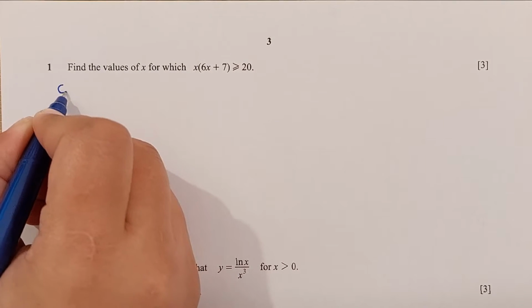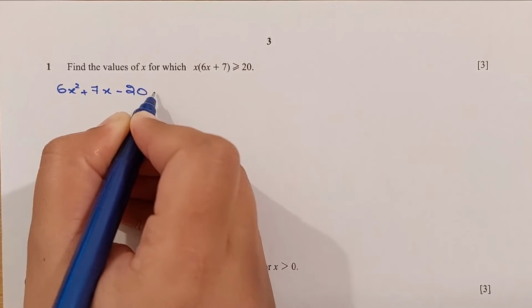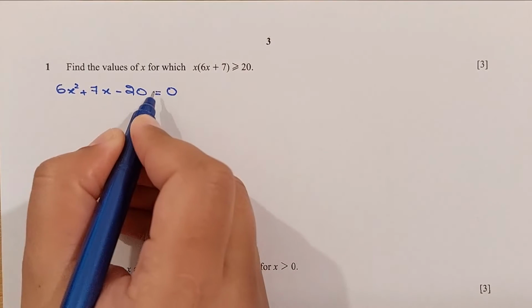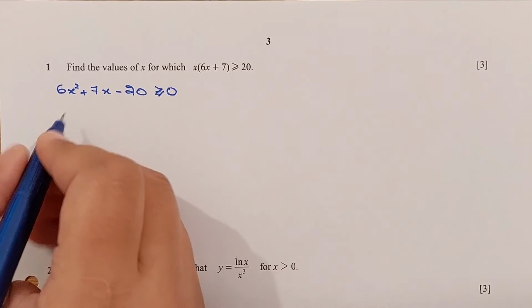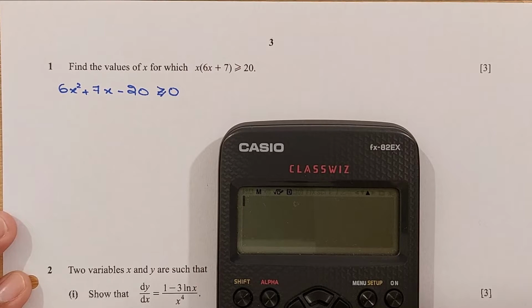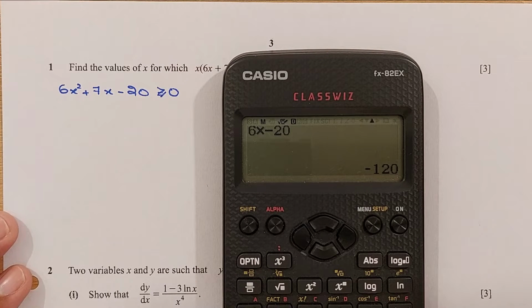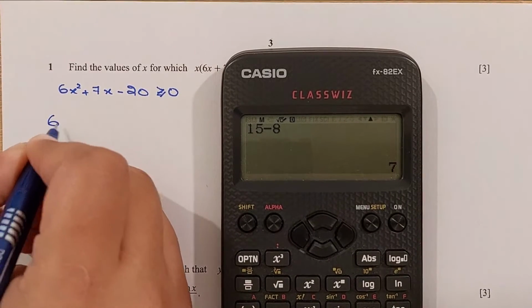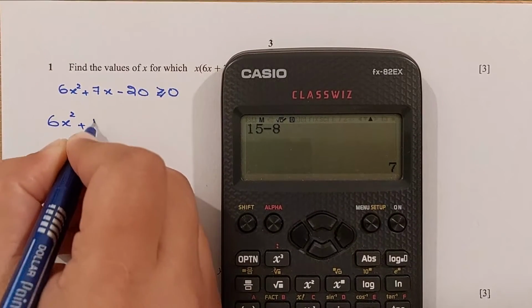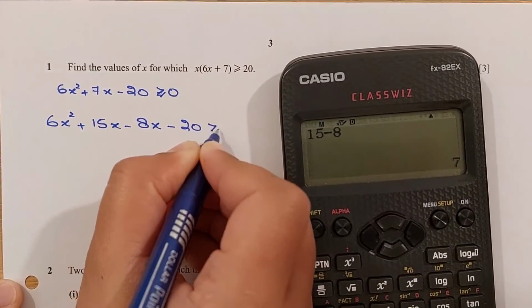So let me do 6x squared plus 7x minus 20 greater than or equal to 0. Okay, so we have to factorize this. 6 times negative 20 is minus 120. If I do 8 times 15, this is 120, and 15 minus 8 is 7. So break the middle term: 6x squared plus 15x minus 8x minus 20 is greater than or equal to 0.